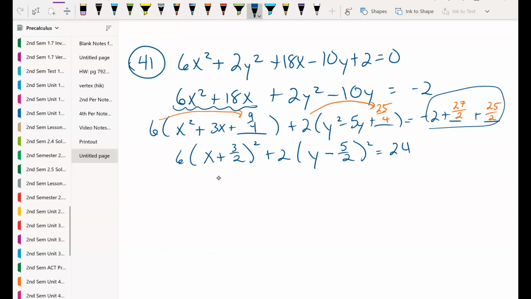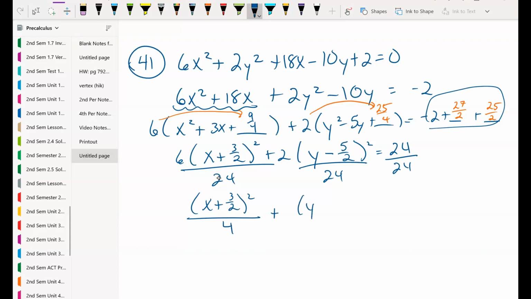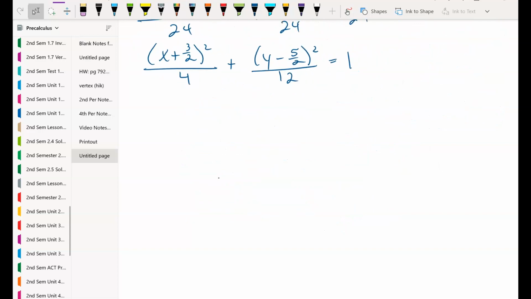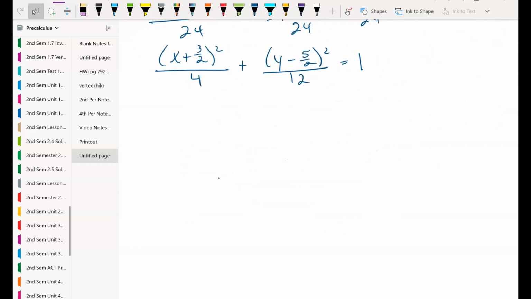Okay, 24. All right, now remember, to be in standard form for an ellipse, you have to equal 1. So we divide everything by 24. So I get here the quantity (x plus 3 over 2) squared all over 4 plus (y minus 5 over 2) squared all over 12 is equal to 1. Now, here's where it's going to be very important for you at this point to remember what form we are. A squared is always the biggest one.